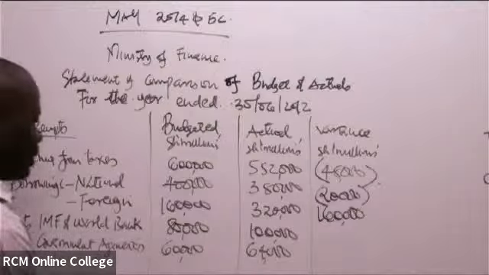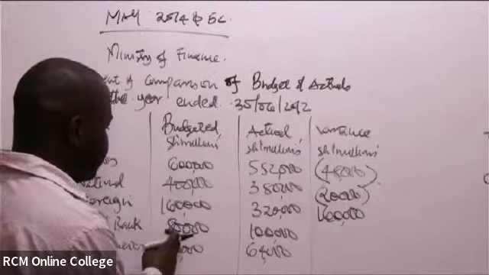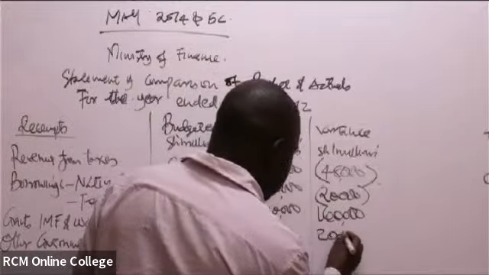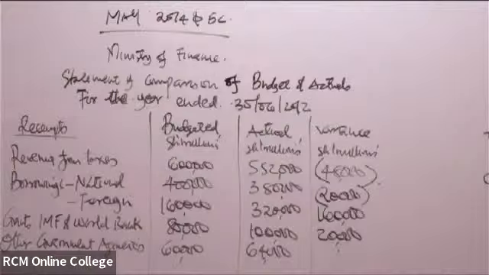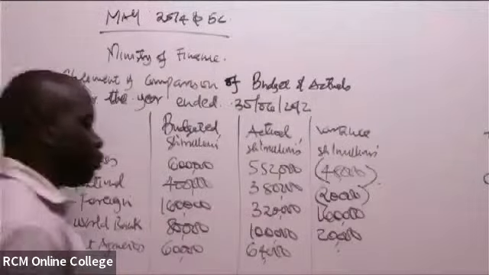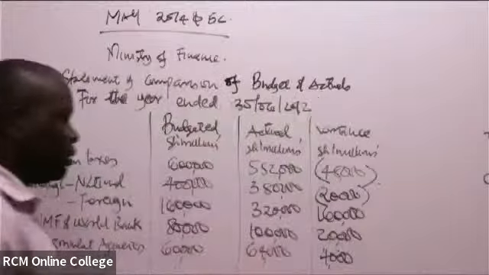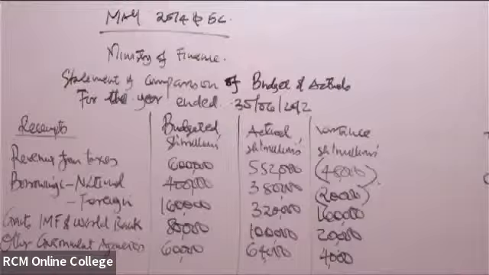Grants, IMF and World Bank, they were expecting IMF and World Bank would give them 80 billion, but they gave them 100. So they are surprised. They got more by 20, so it was in their favor. So other government agencies, they were anticipating they were able to get 60 billion, but they got more by 4 billion. So that is basically what will happen there.